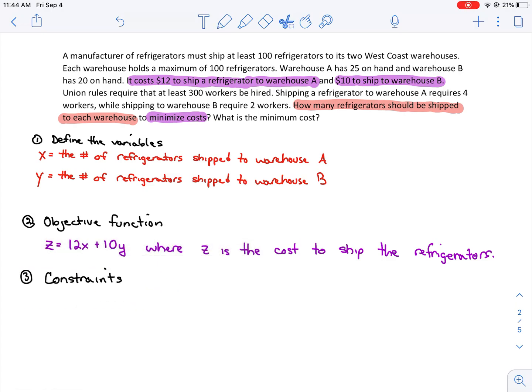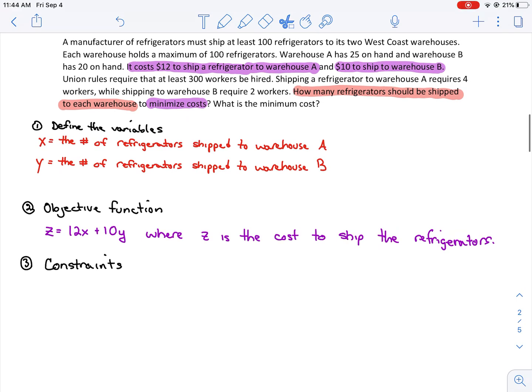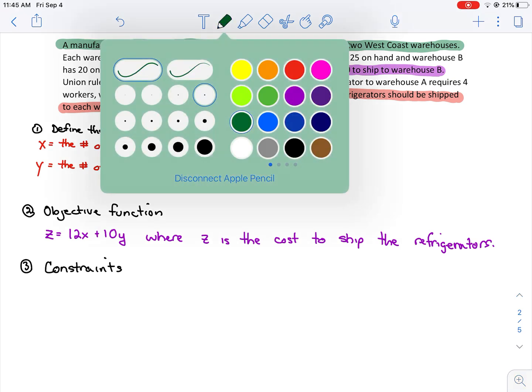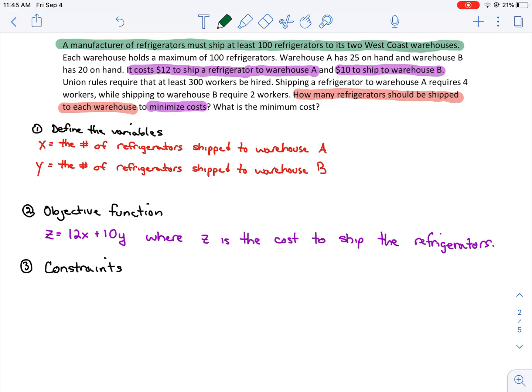Okay, so now that we have the variables and the objective function, we can create our constraints. Let's take a look at the first sentence. It states a manufacturer of refrigerators must ship at least 100 refrigerators to its 2 West Coast warehouses. Well, the 2 West Coast warehouses are warehouse A and warehouse B, so I can write the first constraint as x plus y is greater than or equal to 100.